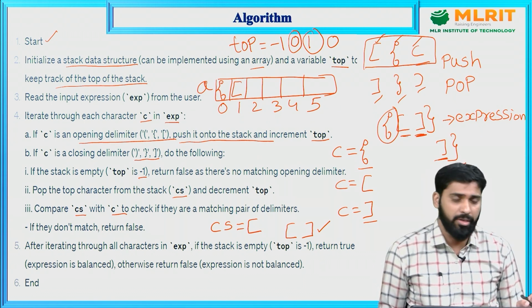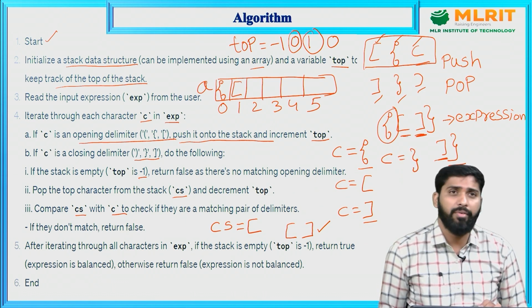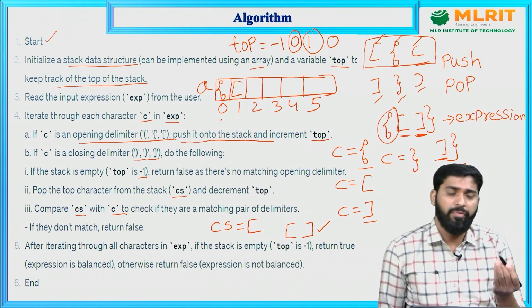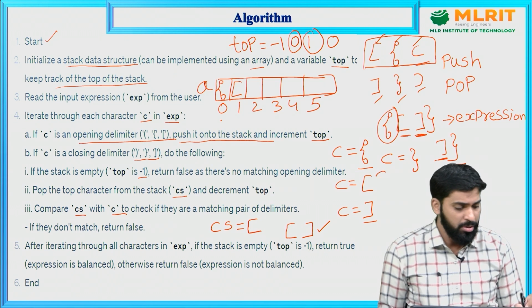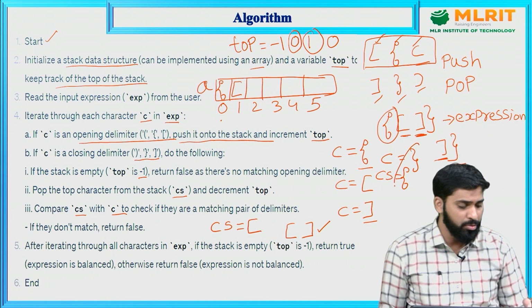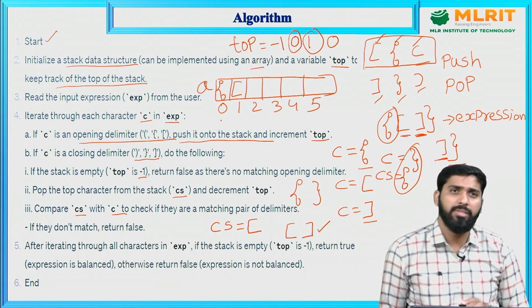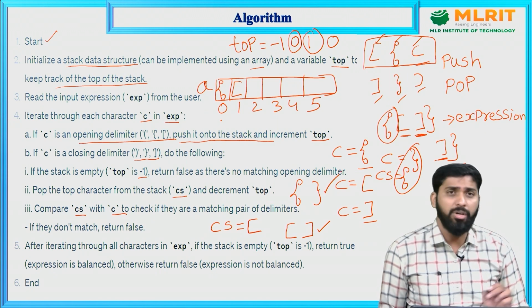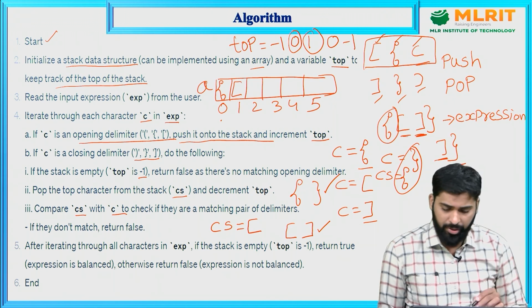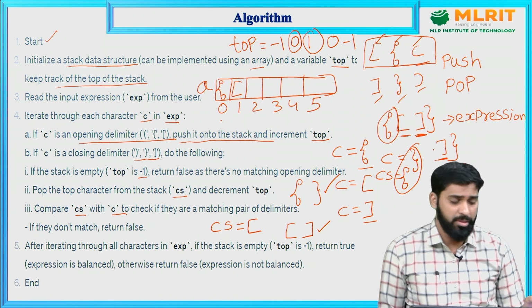Now C equals closing flower bracket, and what is the top value now? 0. Pop. If we pop, CS equals open flower bracket. Now you compare these two. Yes, open and close, so these are balanced delimiters. So it is also okay. Now top value becomes -1. Now we have iterated all the characters in the expression.